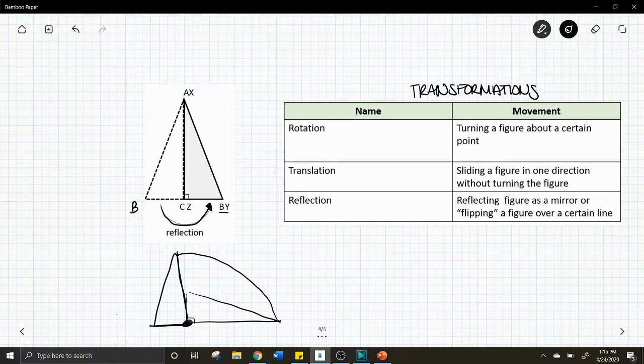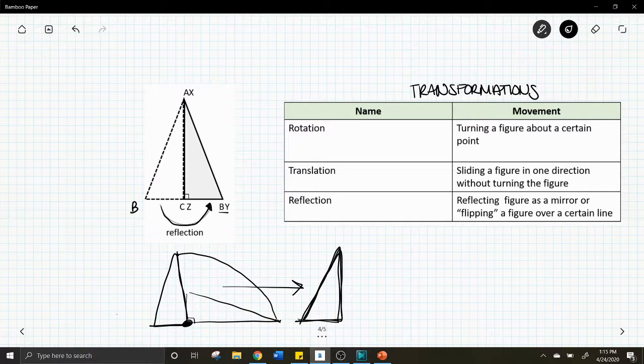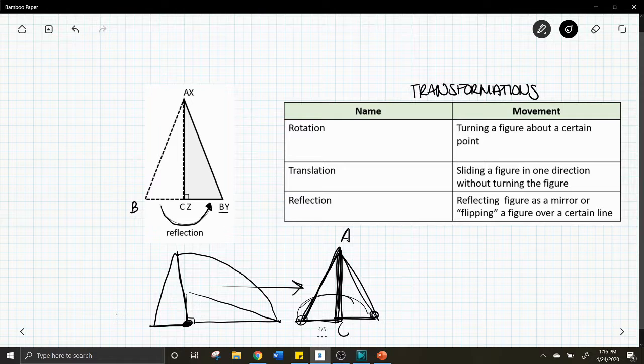Translation is sliding the figure in one direction without turning it. So we had the triangle here, and all we did is we slid it over. So it was just in a different position, but it wasn't turned at all. And the last one was reflection. So we're reflecting a figure as a mirror or flipping a figure over a certain line. So that line in this case was the AC line. We didn't move it. We just kept that line the same, and we took this point and flipped it over. We flipped it over so the triangle looked like this now.